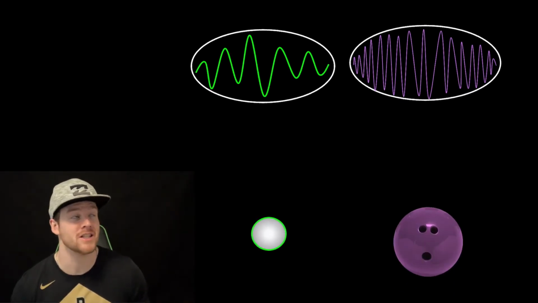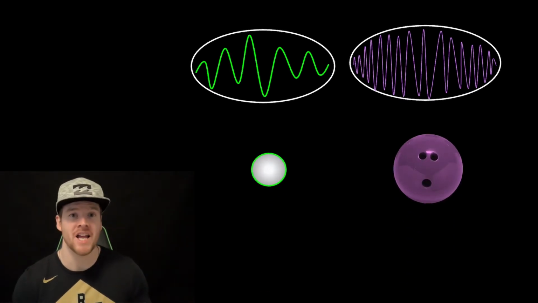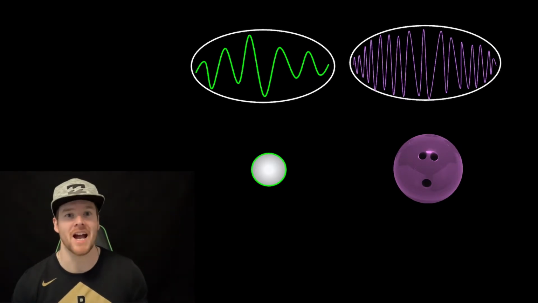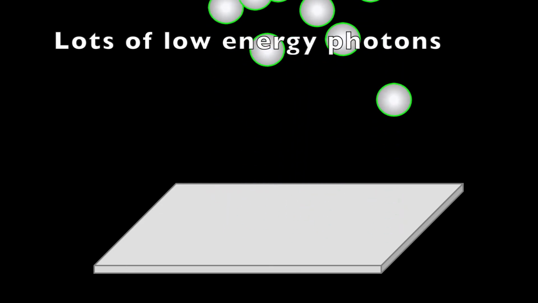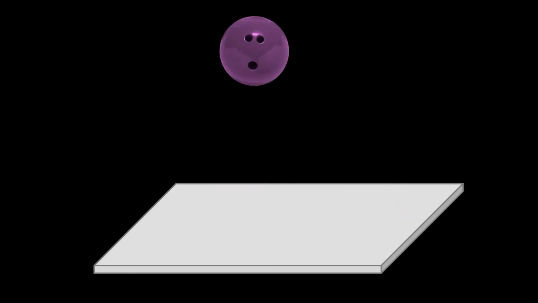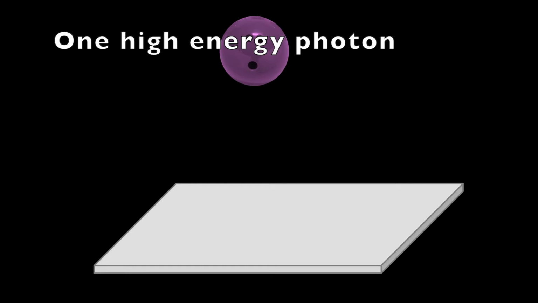And we made the comparison of a ping pong ball to a bowling ball, and trying to knock an electron off was kind of like trying to break glass. And if the energy of your photons isn't high enough, it doesn't matter how many you send, you're not going to knock any electrons off. But if you have just one photon of enough energy, it is going to knock an electron off, or in our analogy, break the glass.